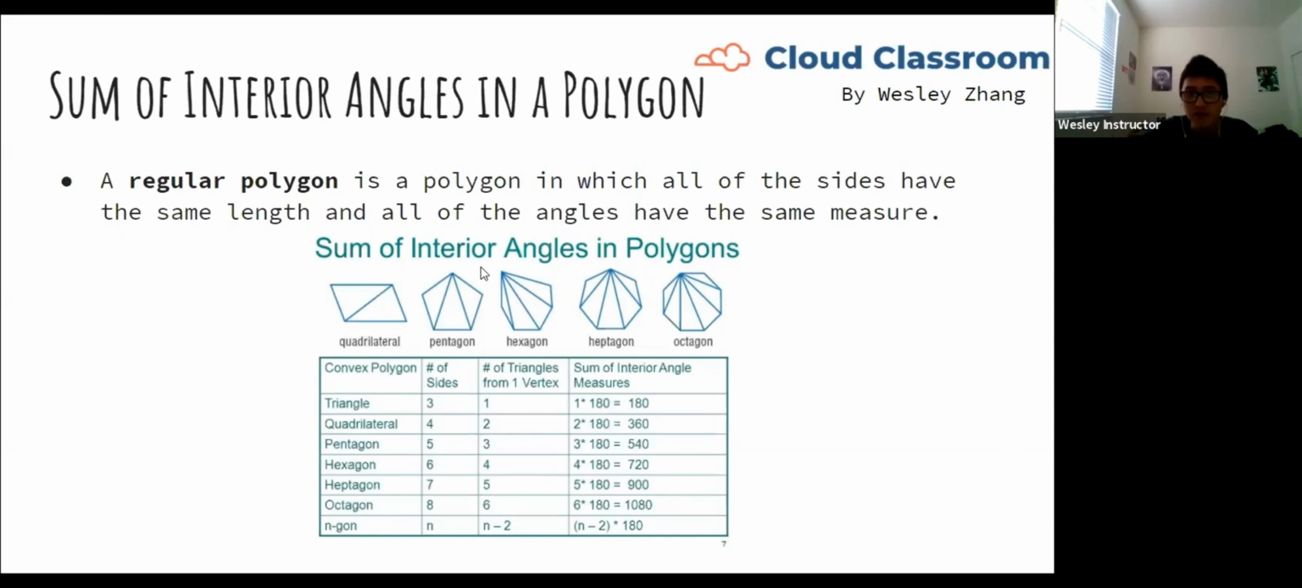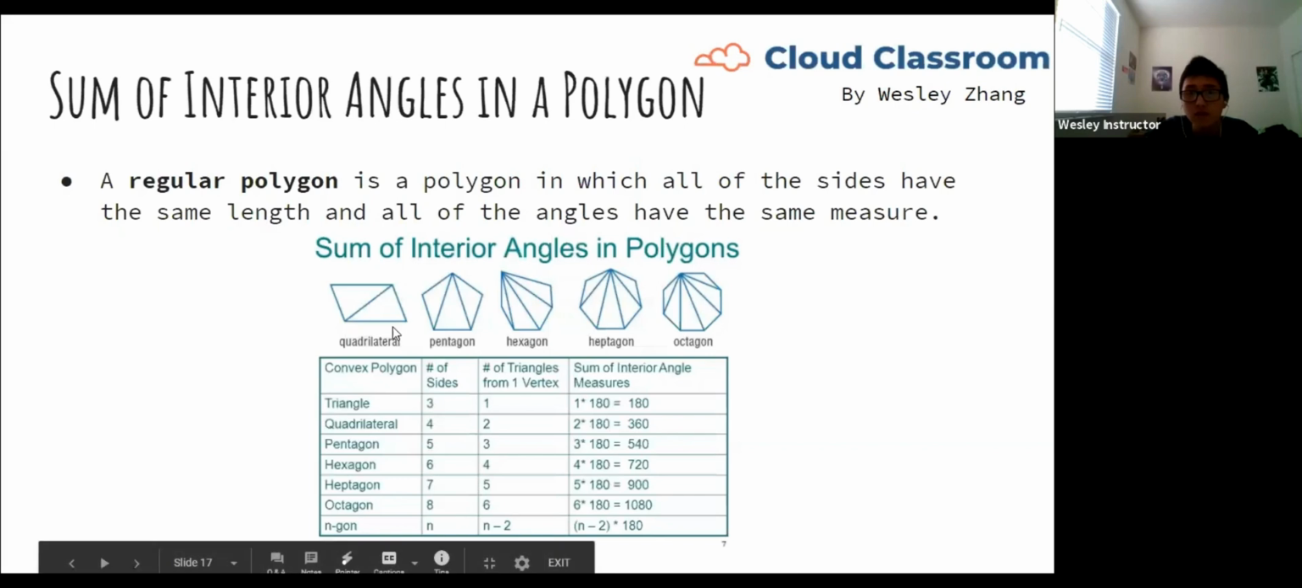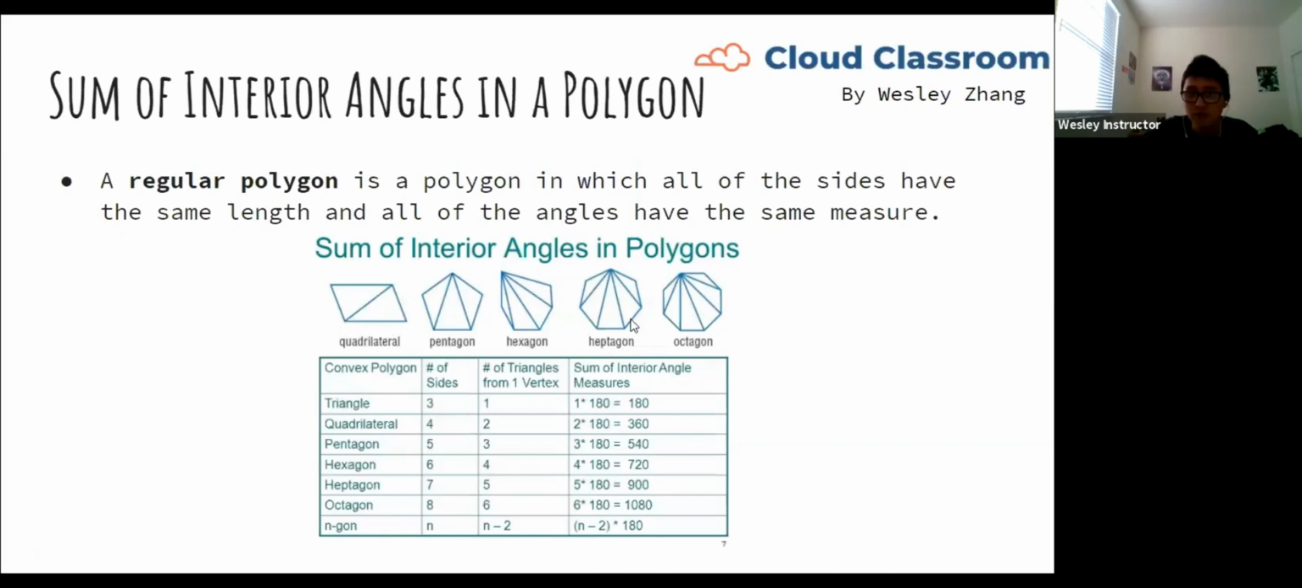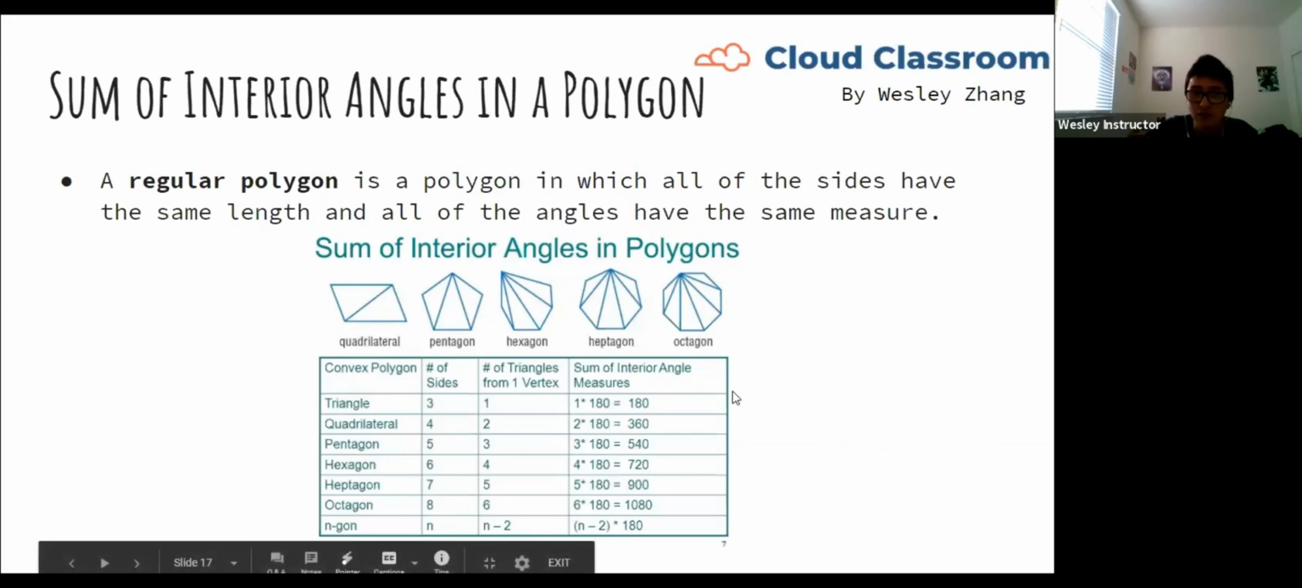All right, so sum of interior angles in polygons. So here's a quadrilateral, 4 sides, pentagon, 5 sides, and so on, hexagon, heptagon, octagon, it goes on and on. If you guys look at this chart here, you can see a pattern. Here are the names of the polygons, and in the second column, it is the number of sides, 3, 4, 5, 6, 7, 8. And here are the number of triangles from one vertex.